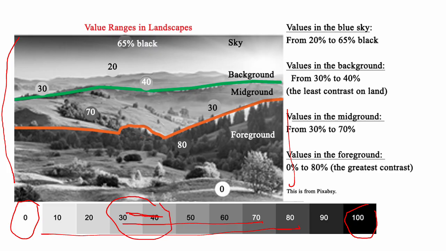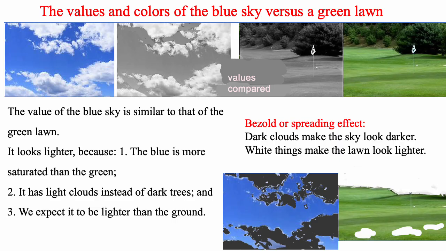For the sky, the part near the horizon is about 20% black, so sunlit white areas on the ground would be lighter. The blue of the sky is actually relatively dark. It's 65% black. But notice that without colors, this looks like a cloudy day. So we're depending on color saturation to make the sky appear light. Here I made a black and white image of the sky and of the golf course, and then I compared their values. And you can see that many of these values are very similar.